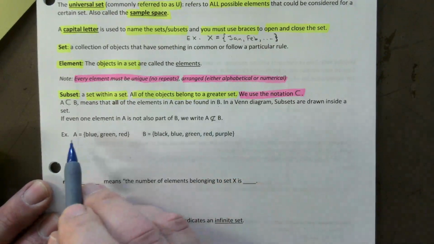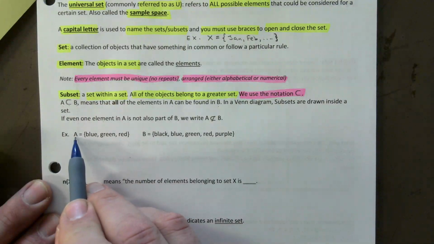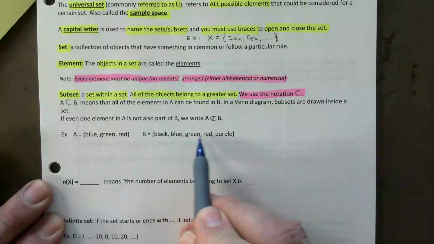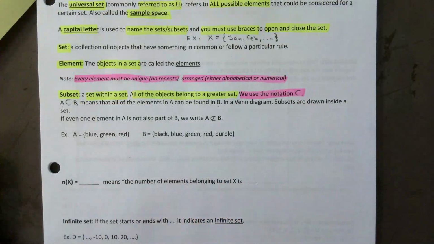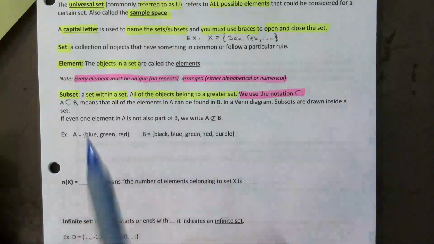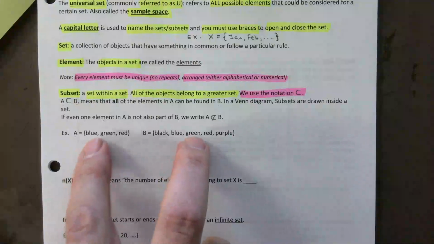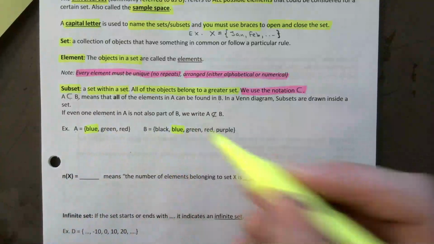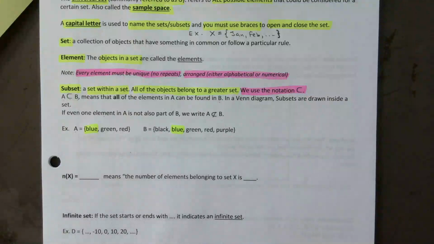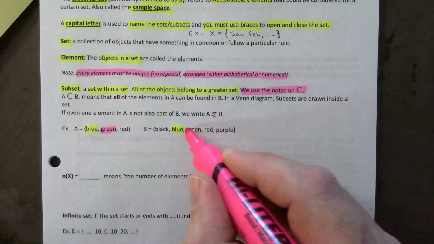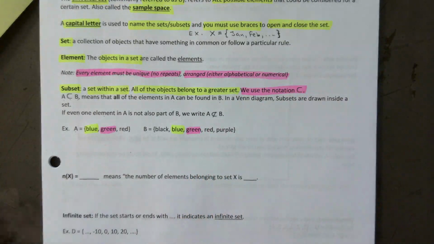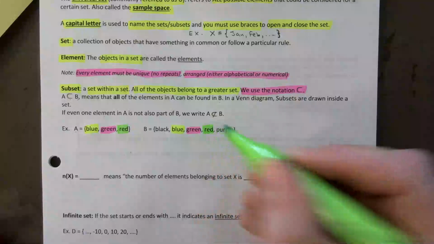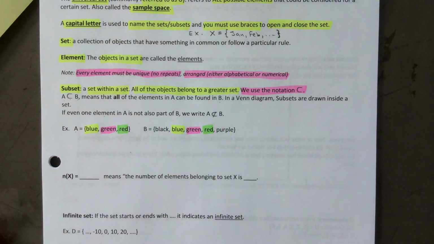Let's do an example here. Set A has blue, green, and red. And set B has black, blue, green, red, purple. Let's see here. Do these things have anything in common? You do see that, right? This has blue, and there's blue right there. And then you see green, and there's green right there. I should have used the green highlighter for that, but hey. And then there's red there, and you also have red in the other one.